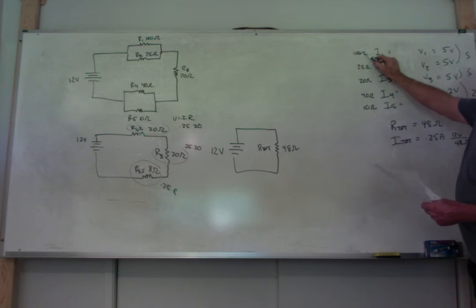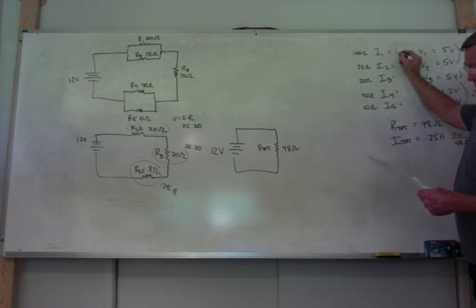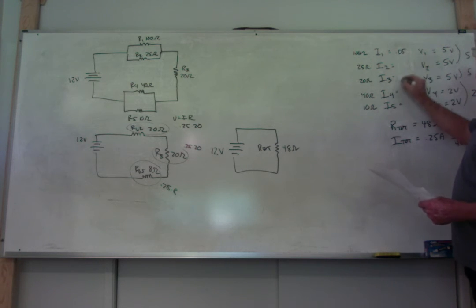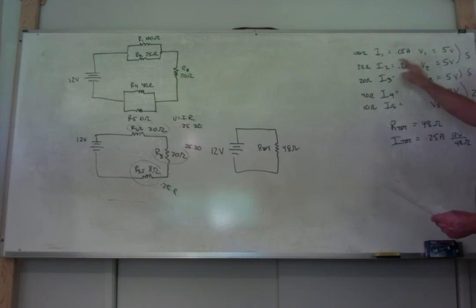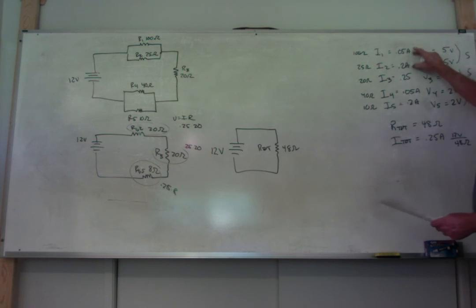And 5 divided by 100 would be 0.05 amps. And this would be 0.2 amps, 25 divided by 25. This one, all of it has to flow. 5 divided by 20 is 0.25. And this one, 2 divided by 40, we actually end up with 0.05 amps and 0.2 amps. It's kind of interesting if you look at these two and these two, they add to the same thing. They give you 0.25 amps.